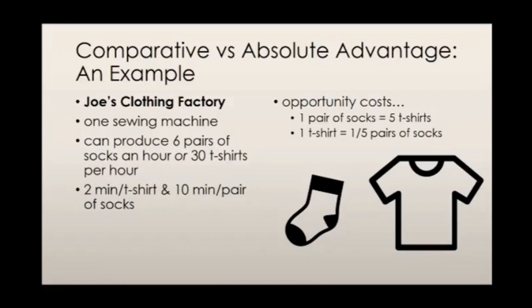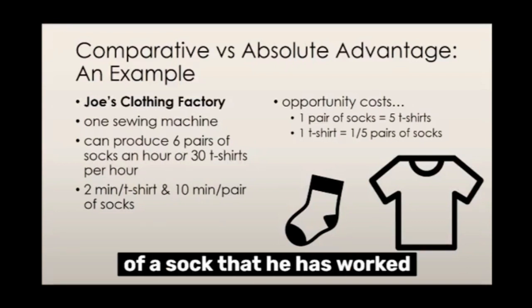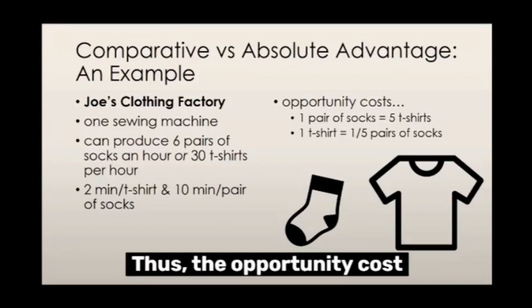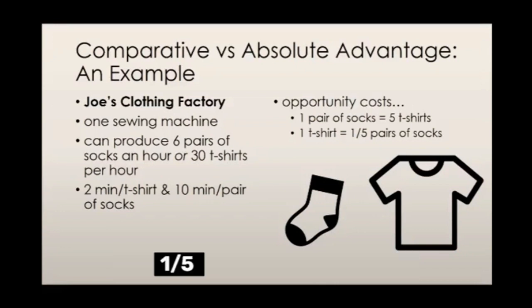Similarly, in the 2 minutes it takes Joe to produce a t-shirt, he could have produced a fifth of a pair of socks. I get it, it's not a complete pair, it's more like a little bit of a sock that he has worked on. Thus, the opportunity cost of making a t-shirt is making a fifth of a pair of socks.